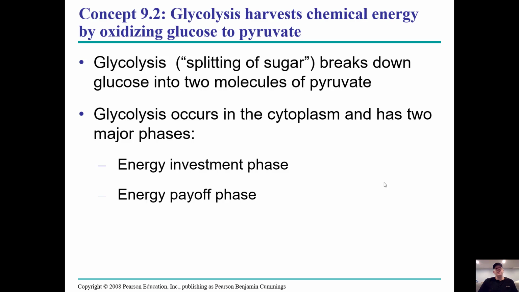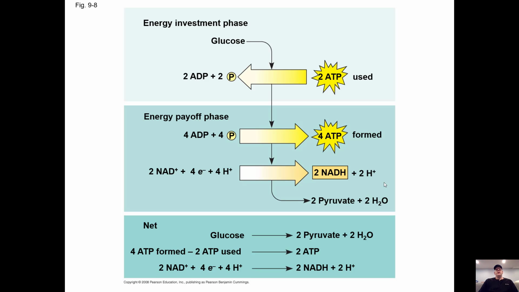There's an energy investment, and that means we're just going to be using ATP. And then there's an energy payoff where we're actually getting back the ATP and a little bit more. So here's a broad overview. Energy investment, we use 2 ATP. We start with glucose. We use those ATPs. And then the payout, we actually get 4 back. So we end up getting a net 2 ATP.